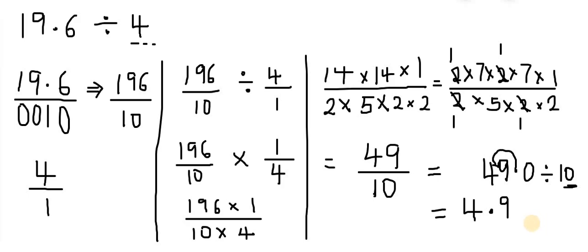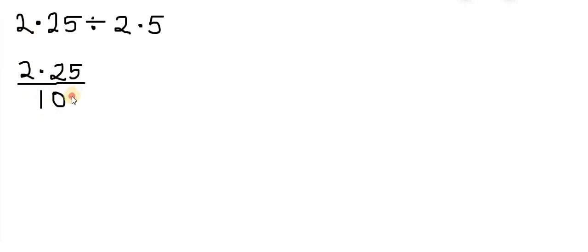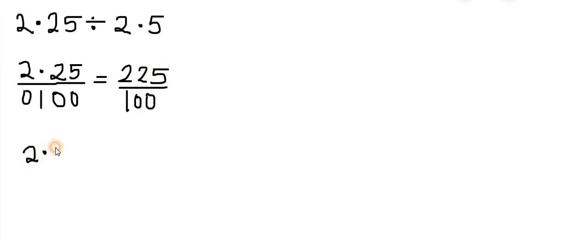Okay, now 2.25 divided by 2.5. Okay, so what we have is 2.25 convert to a fraction. So that's 225 over 100. And 2.5. Point represents a 1. 5 represents a 0 below the line. 2 represents a 0 below the line. So that's 25 over 10.